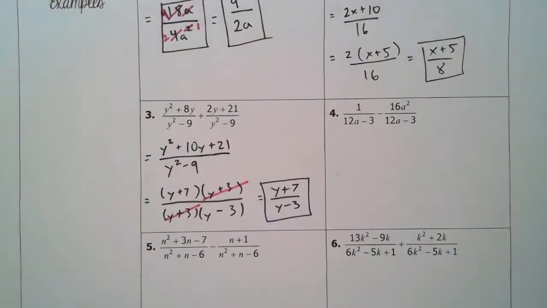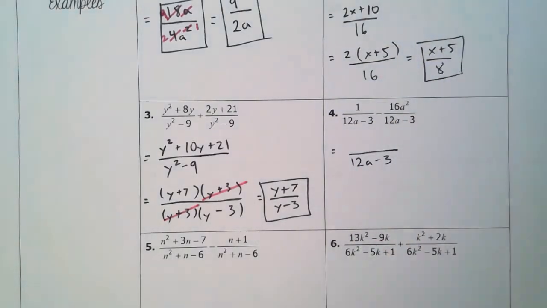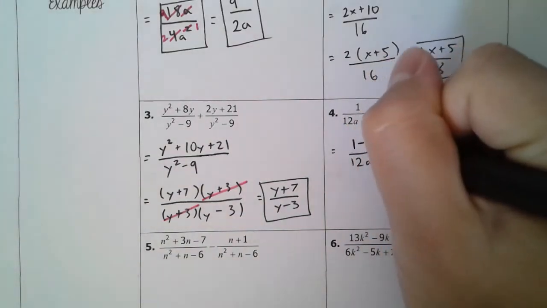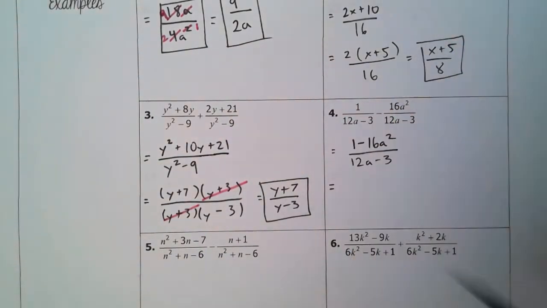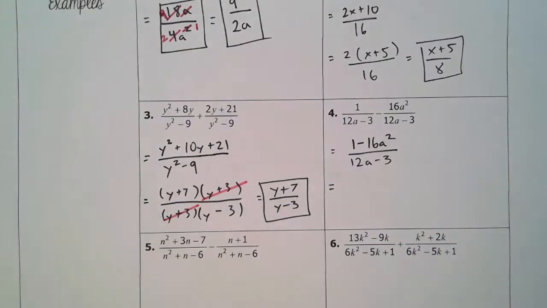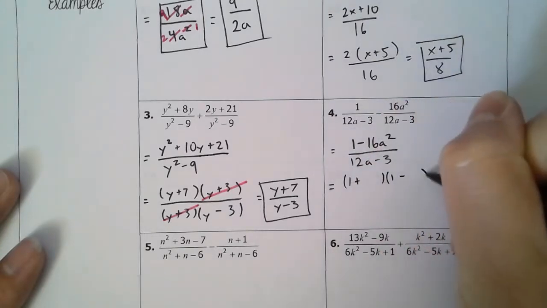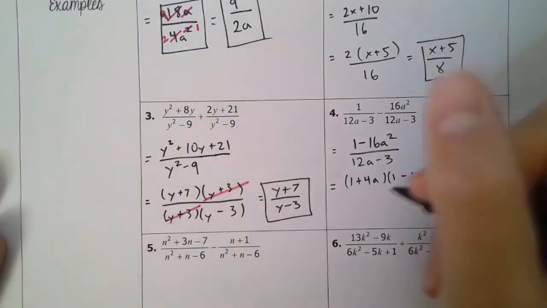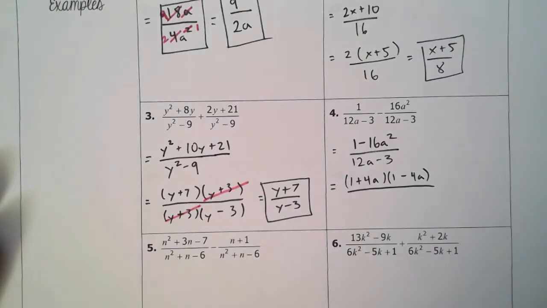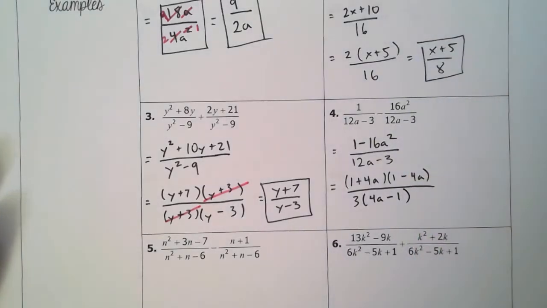Number 4, I have like bases, so 12a minus 3 in the denominator, and I get 1 minus 16a squared. Nothing I can combine there, but I can simplify here. I can notice that the top is a difference of squares. The square root of 1 is just 1, plus and minus. The square root of 16a squared is 4a. Then the bottom, I can factor out 3, so 3 times 4a minus 1.